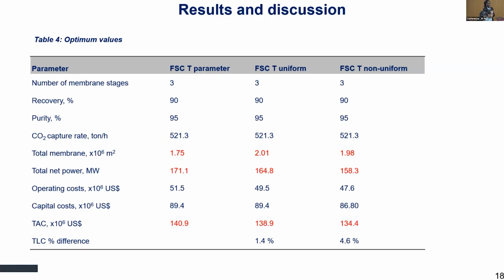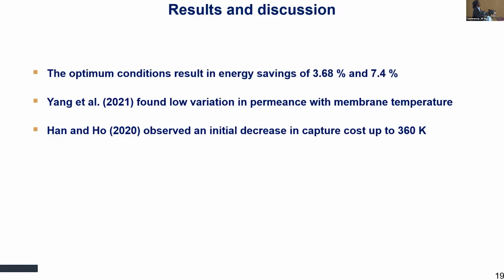The effect on the cost is, however, small, at maximum 4.6%. So it is beneficial to make temperature a variable. However, the benefits are not very large. Results and discussion: in the literature before, it was also shown that there is a low variation in permeance with membrane temperature.